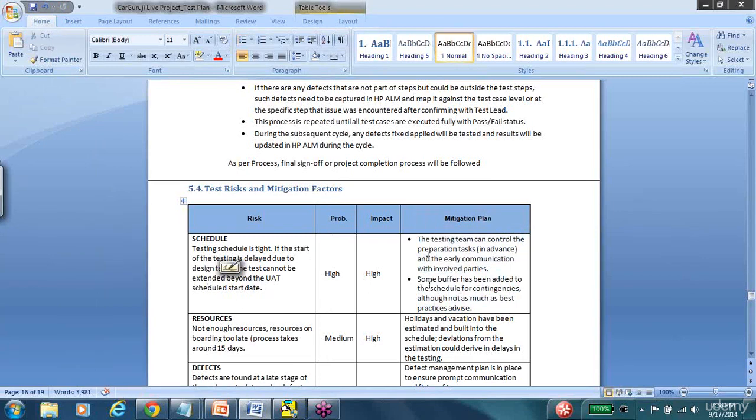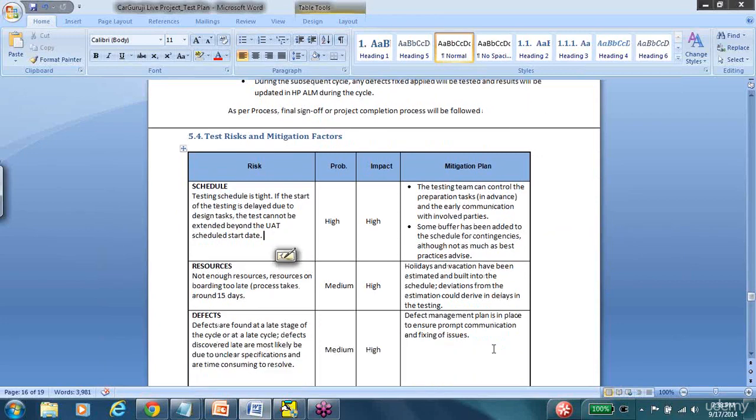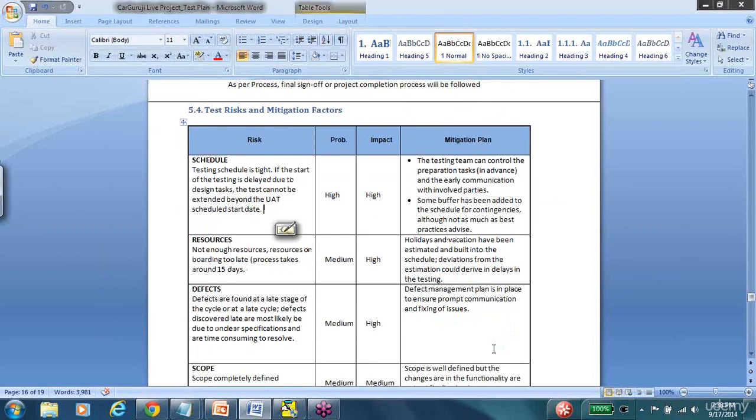For the schedule related risk, it is listed that the testing team can control the preparation tasks ahead, and then some buffer is added to the schedule for contingencies. These are two ways in which the risk of schedule requirements not being met is mitigated or lessened. This is a precautionary step that we are taking as a QA team to make sure that the risk is handled in a better way.